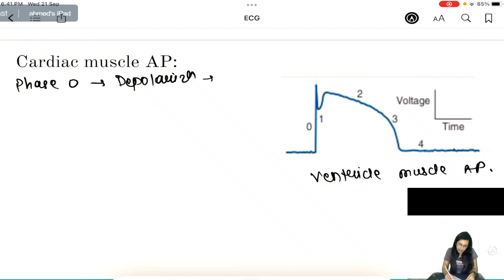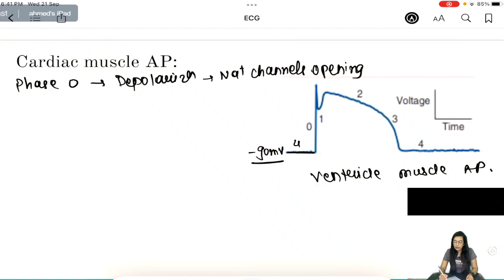So here there will be Na plus channels opening, and Na plus will go inside the cell. This is the resting membrane potential, that is actually phase 4, which we'll discuss later on. The resting membrane potential for ventricular muscle cells is minus 90 millivolt. Now the cardiac myocytes will get the impulse from the Purkinje fibers, especially in the ventricles. When that impulse arrives, it opens up the voltage gated sodium channels, so positivity increases and it goes up to plus 50 millivolt.